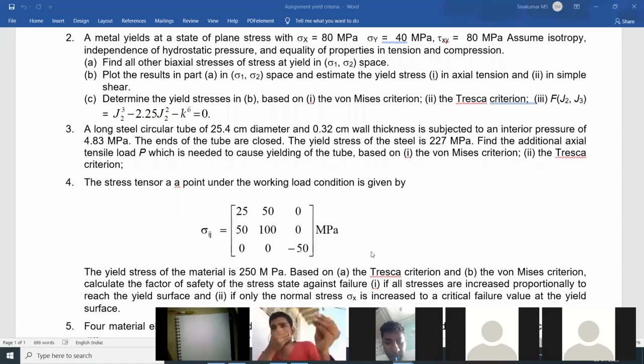Oh, okay. So I have to derive the von Mises and Tresca criteria for yield. Yield stress is given to you. Yield stress is nothing but an axial tension. Yes, sir. Yield stress is given to you, and for this condition, what would be the load? Okay, sir. Sure. All right.